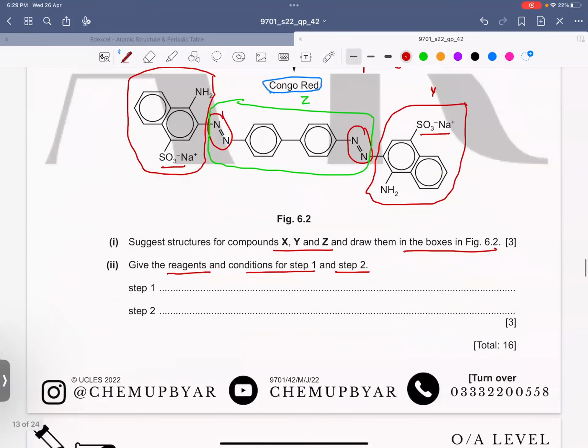So for step 1, I would write tin and concentrated HCl along with heating or reflux.